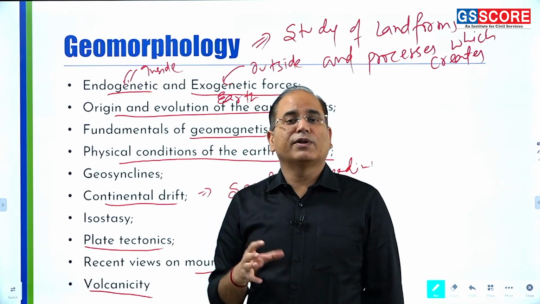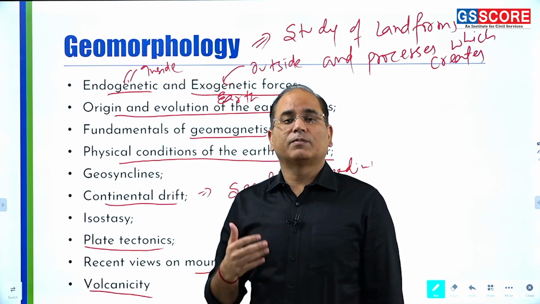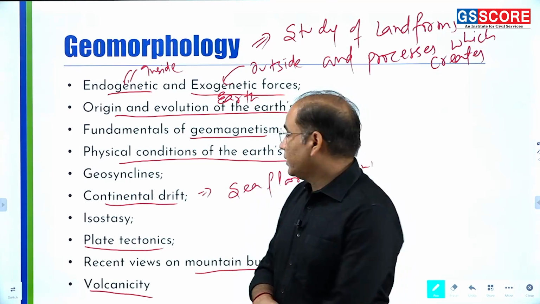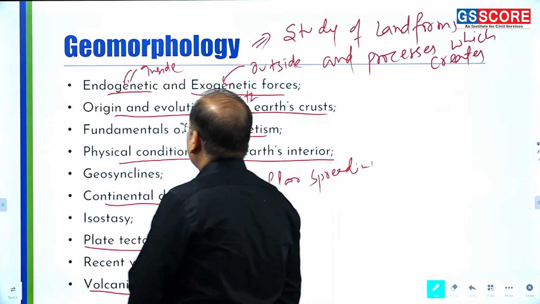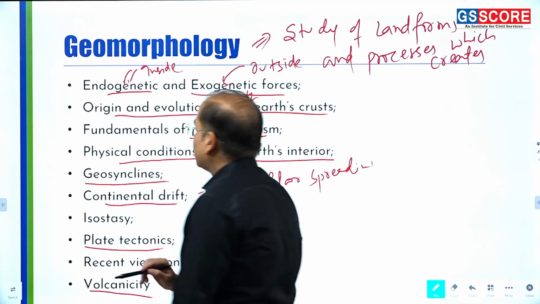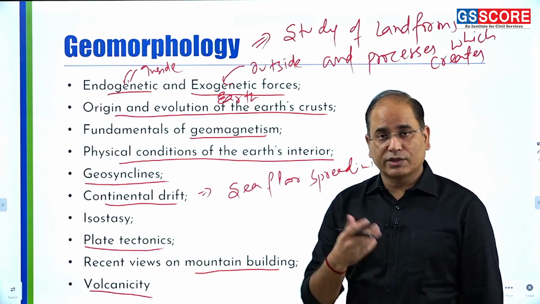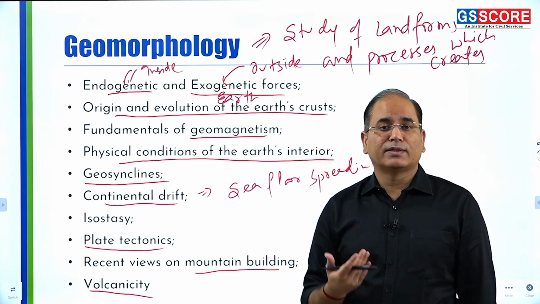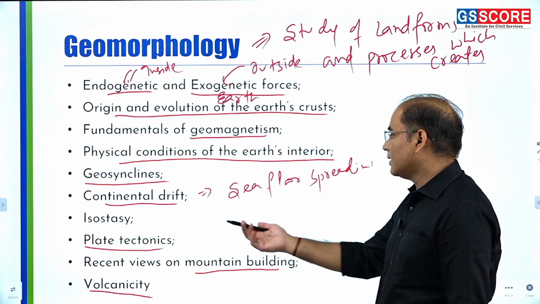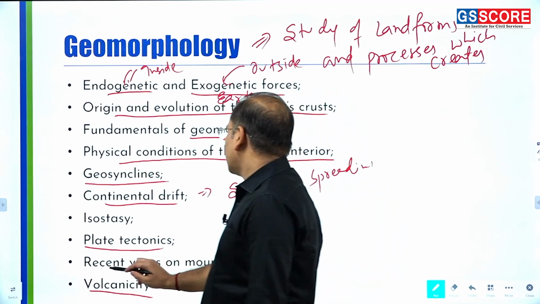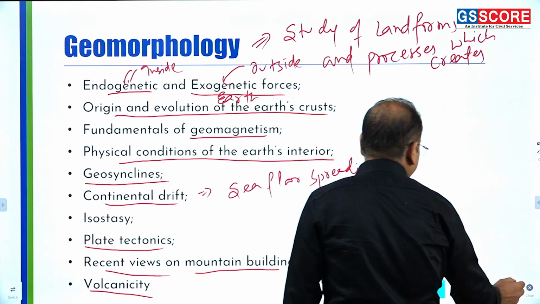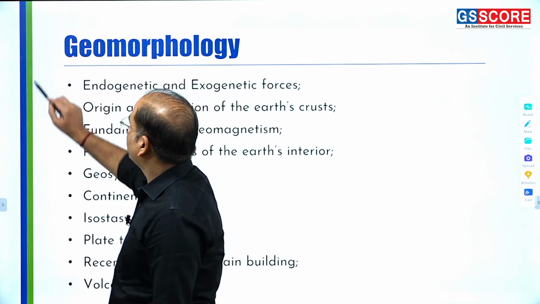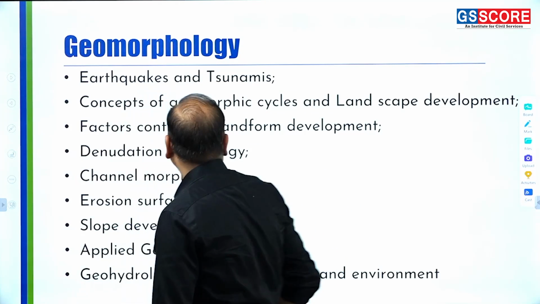So before plate tectonics also, many concepts were propagated to explain how the mountains are being formed. In that, the most important and acceptable concept was the concept of the geosyncline. So, the geosyncline concept, Kober's idea, tried to explain how the mountains have been formed, so you have to study that too. But in the latest, the recent views on mountain building, primarily the idea is of the plate tectonic theory. So, these are the topics that you are supposed to study.